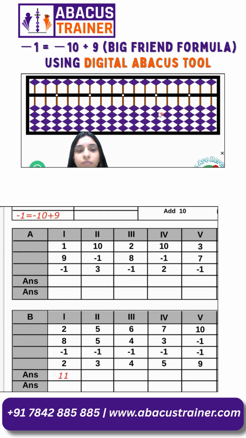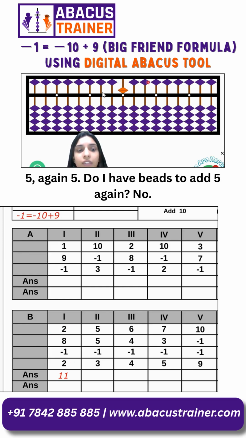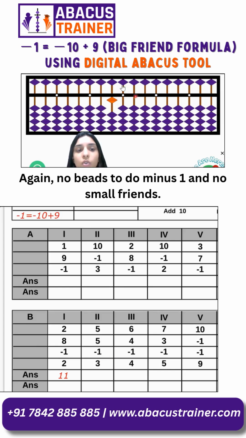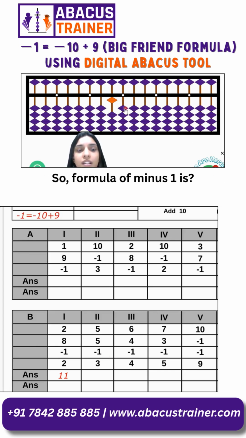Next question. 5. Again 5. Do I have beats to add 5 again? No. So formula of 5 is +10 minus 5. Then -1. Again no beats to do -1 and no small friends. So formula of -1 is -10 plus 9.